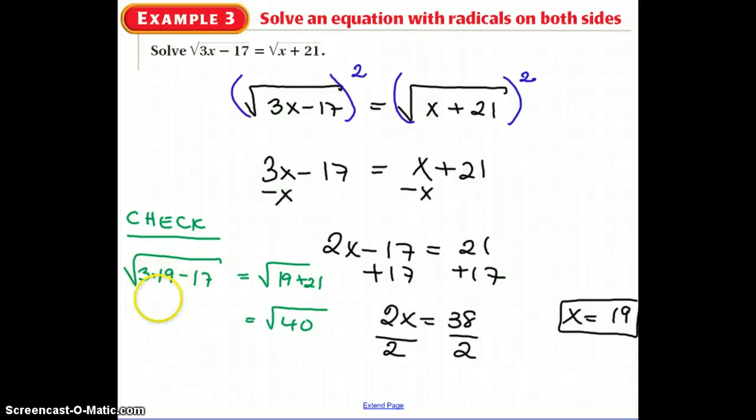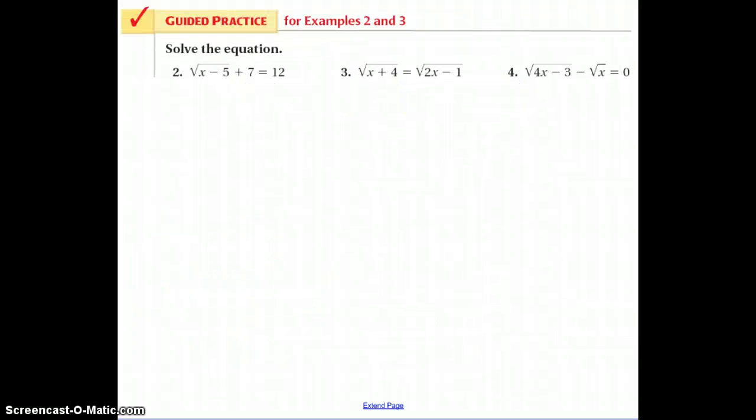And 3 times 19 is going to be 57. And 57 minus 17 is also 40. Now you don't actually have to simplify this because once you get here, clearly square root of 40 is equal to square root of 40. So you can stop right here because we're done. We confirm that our left side and our right side are equal to each other.